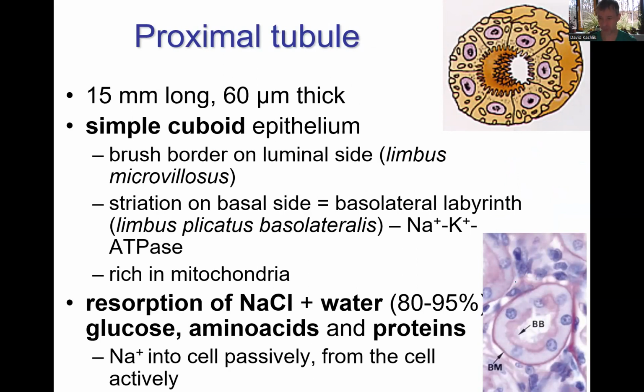You can see on the section of tubule that there are few cells with this microvilli brush border. So the epithelium here is quite high. It's cuboid, of course, it's simple. On the luminal side, we have microvilli, so the brush border. And on the basal side, we have a basolateral labyrinth, so many folds. And it's there because of the Na+/K+ ATPase.